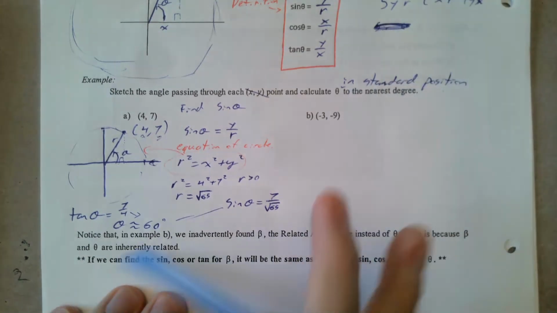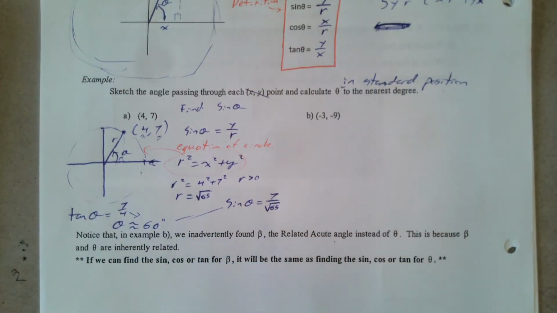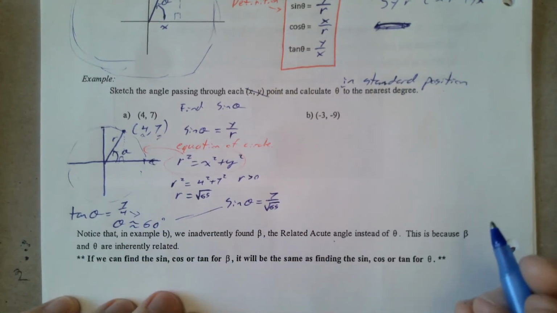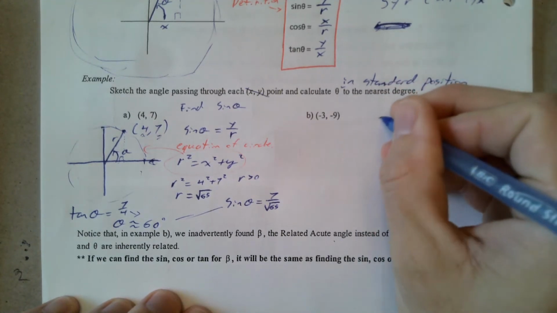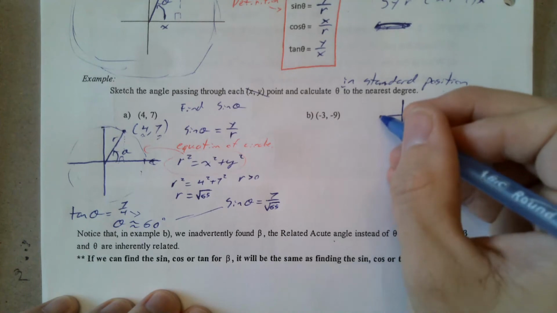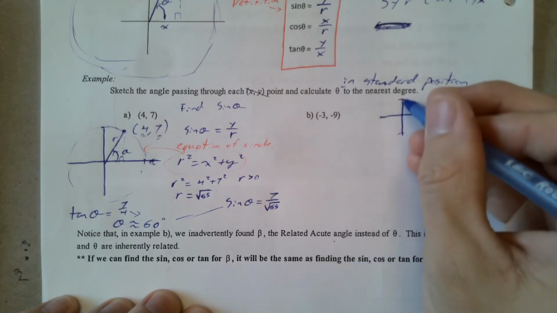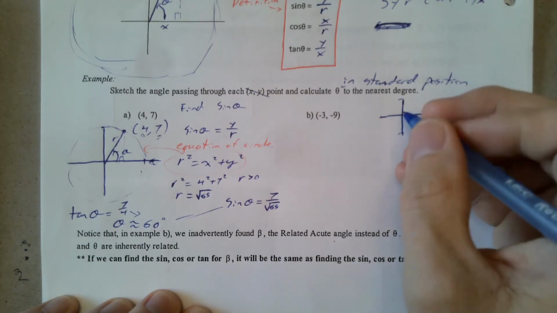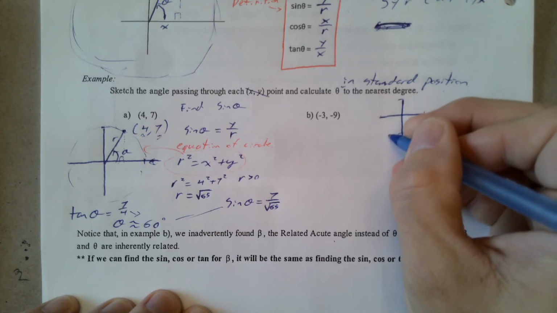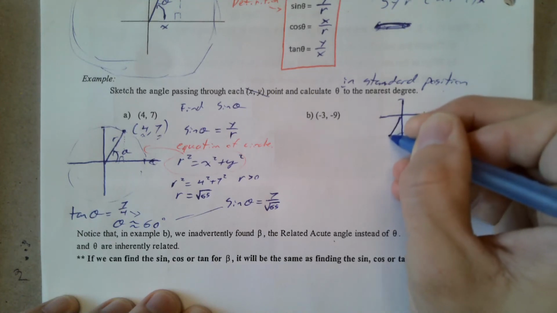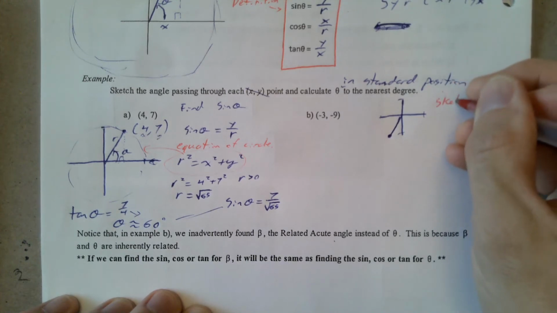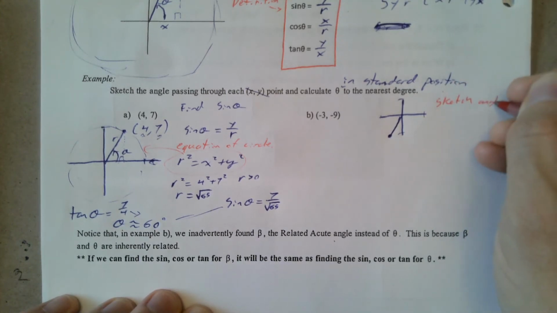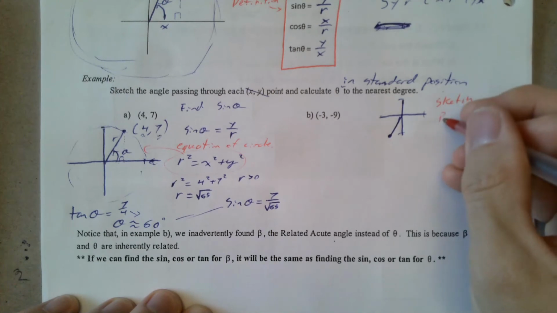Should feel an awful lot like doing SOHCAHTOA in the first quadrant. This is where things change. Let's sketch an angle that passes through the point -3, -9. Maybe I'll make this scale like 10, -10, -10, 10. So if I go left 3, down 9, sketch your angle first. Do not touch your calculator first. And then predict or estimate.